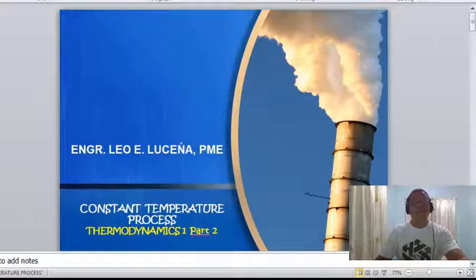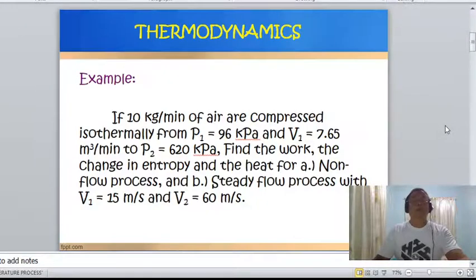Okay, class. So this is the second part of the presentation for constant temperature process. This presentation gives you an example of what was derived in the first part. This time we are going to take an example to apply the formulas derived and to familiarize problems for constant temperature. So let us consider this example.